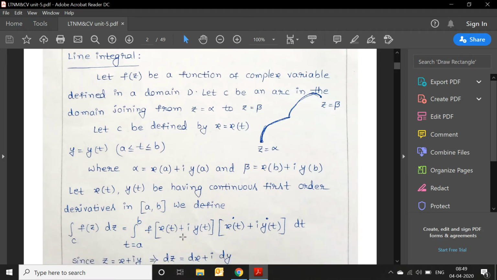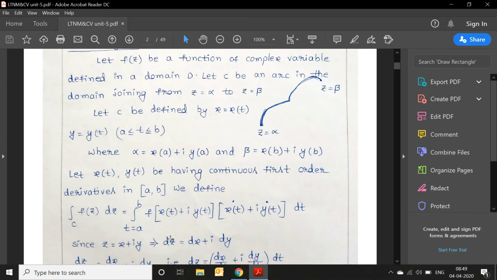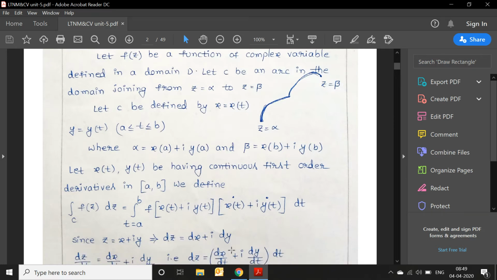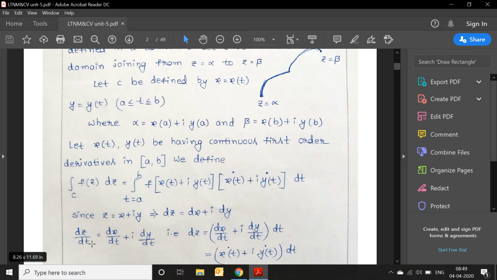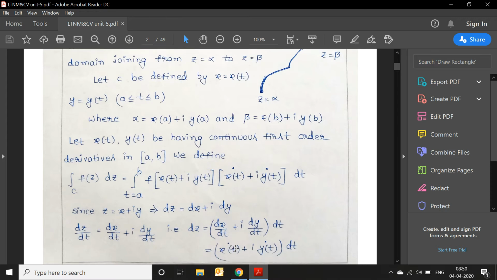We know that z is equal to x of t plus i y of t, and dz is equal to dx plus i dy. Differentiate z with respect to t: dz by dt is equal to dx by dt plus i dy by dt. That is, dz is equal to (dx by dt plus i dy by dt) into dt. The integration limits are a to b for t, so the total integration is in terms of t, an integral function in terms of t. That's why we can write x dash of t plus i y dash of t into dt.